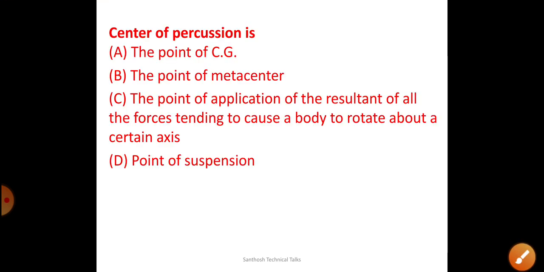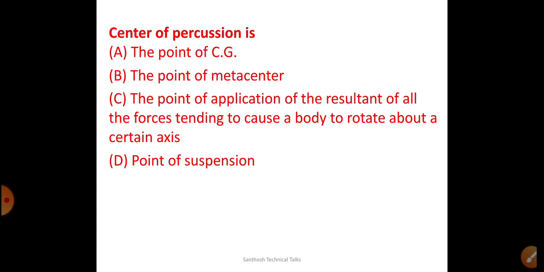And next, very superb question, center of percussion. It is a very fantastic question. They are asking about the definition. The center of percussion is the point of application of the resultant of all the forces tending to cause a body to rotate about a certain axis. So that point is called the center of percussion.